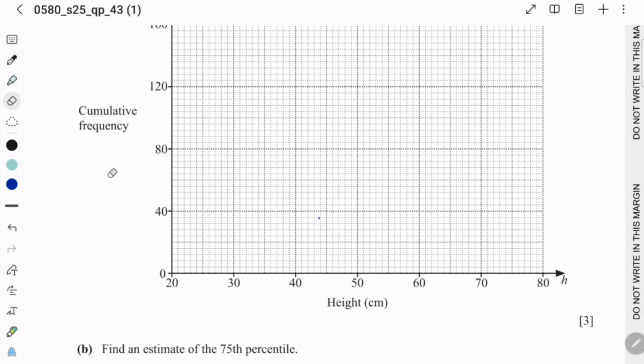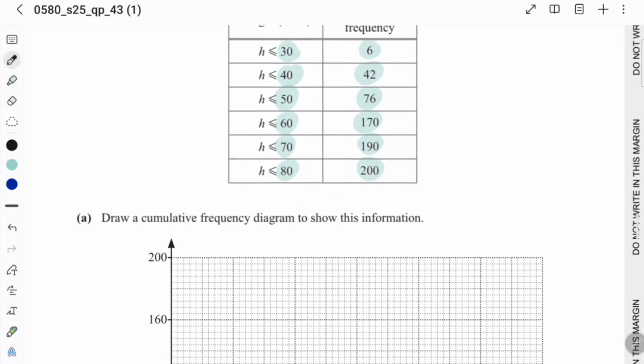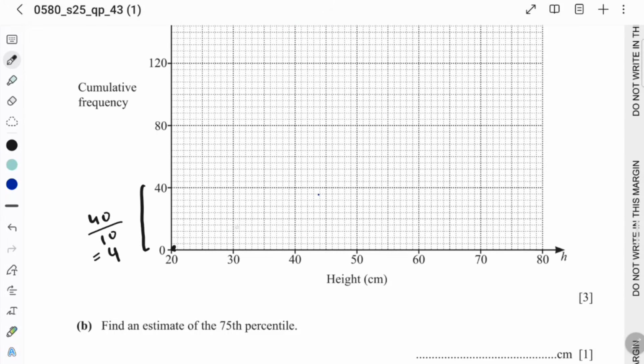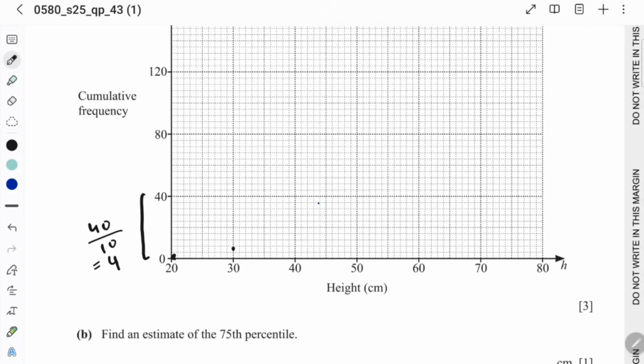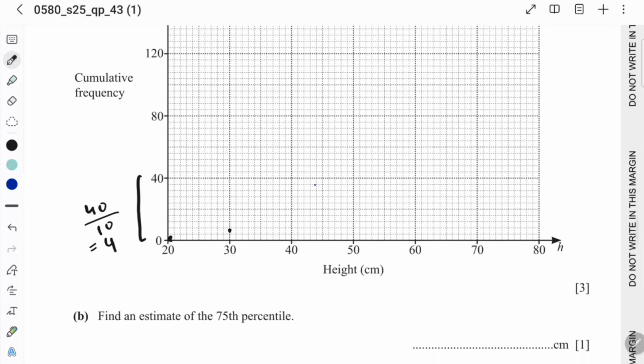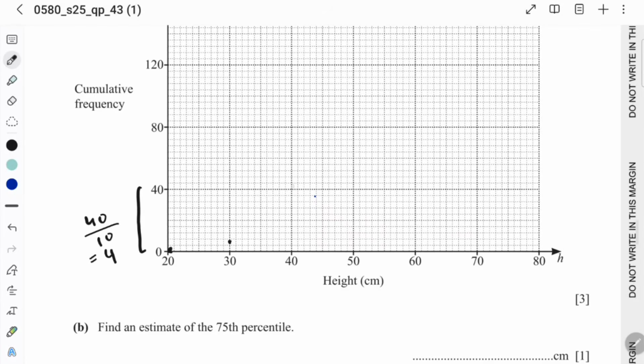Okay, so this is 0, 20, and in between there are 10 boxes. 40 is divided into 10, so each box is 4 numbers, like 4, 8, 12, like this. This way you will increase all the numbers. The first point is 0, 20, 0 then 30 and 6, then 40 and 42. This is the number.